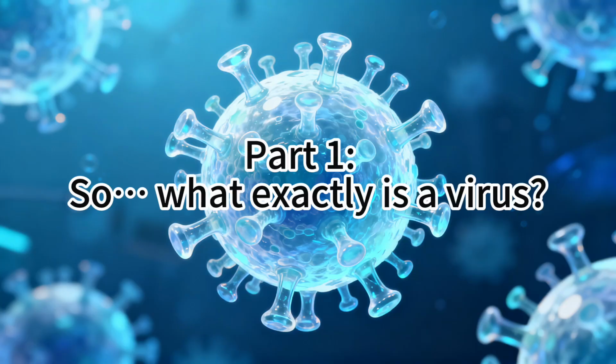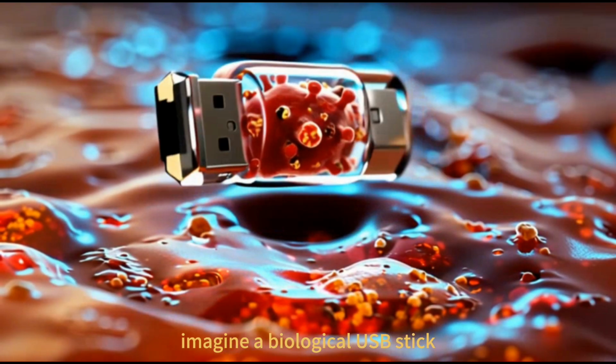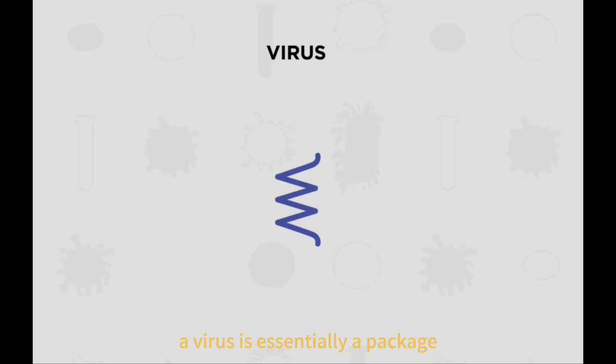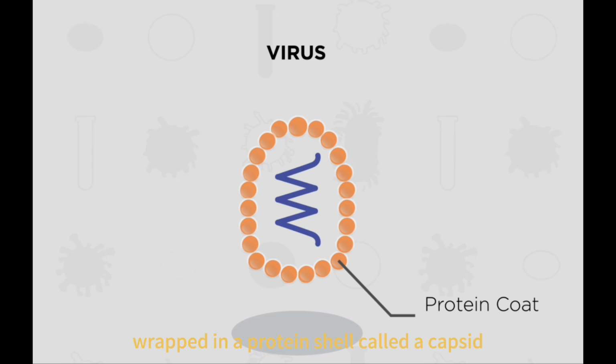So let's go. Part 1. So what exactly is a virus? Imagine a biological USB stick. A virus is essentially a package, some genetic material, which can be DNA or RNA, wrapped in a protein shell called a capsid, and sometimes surrounded by a lipid envelope.